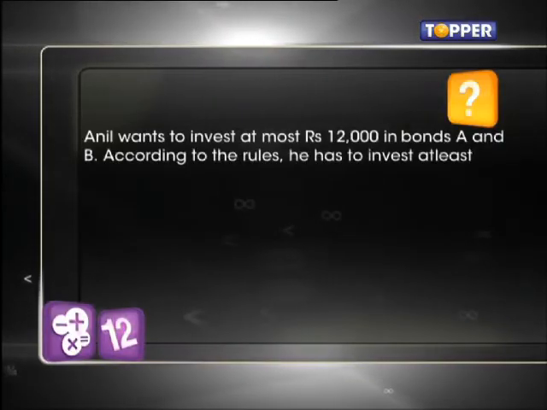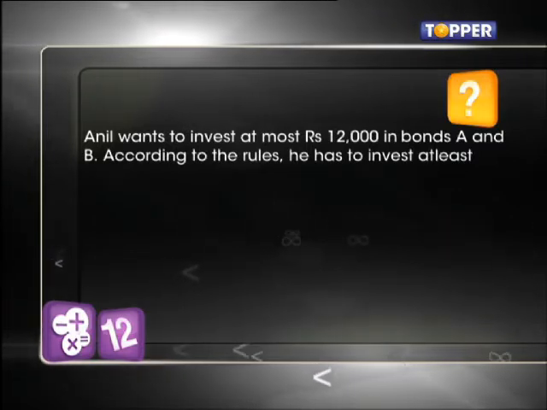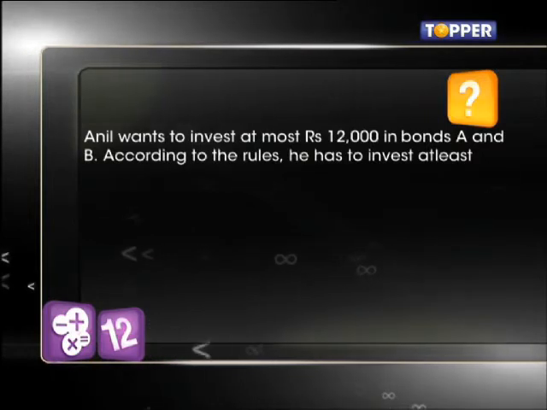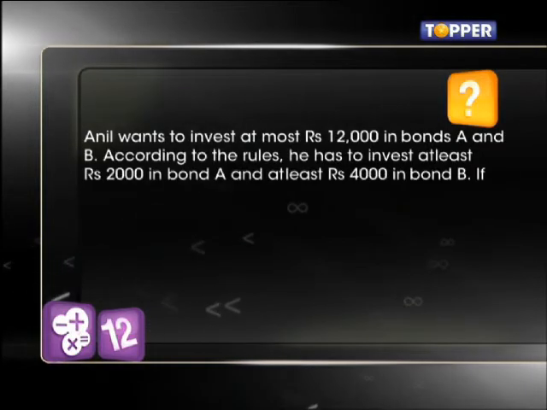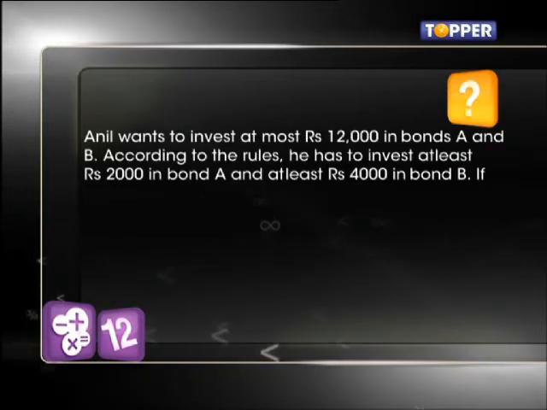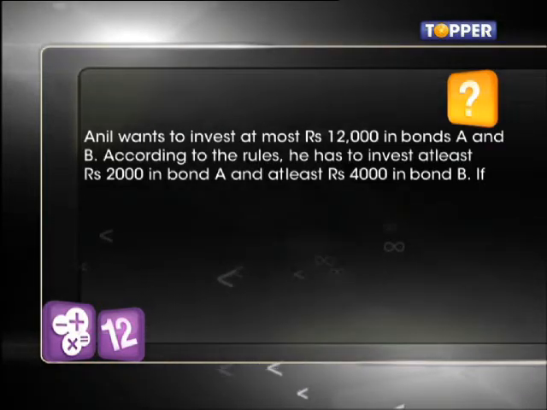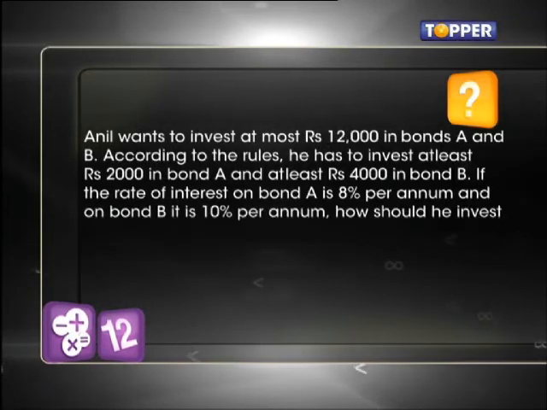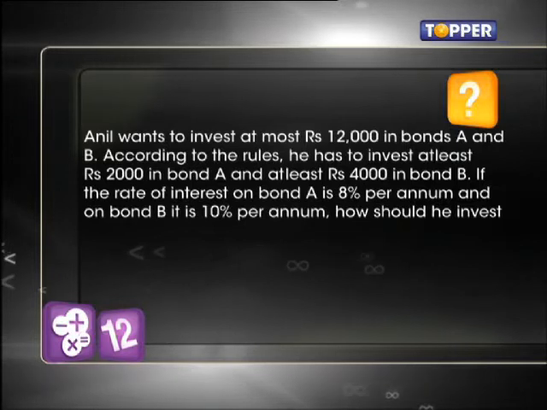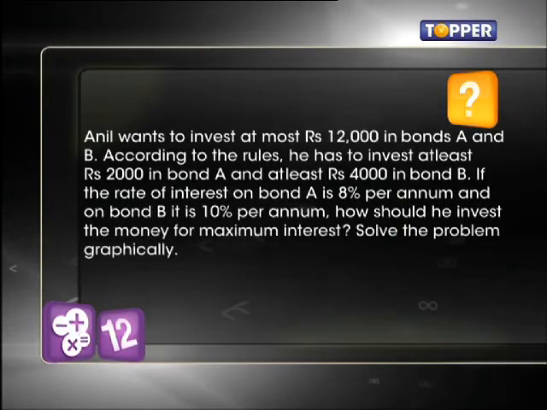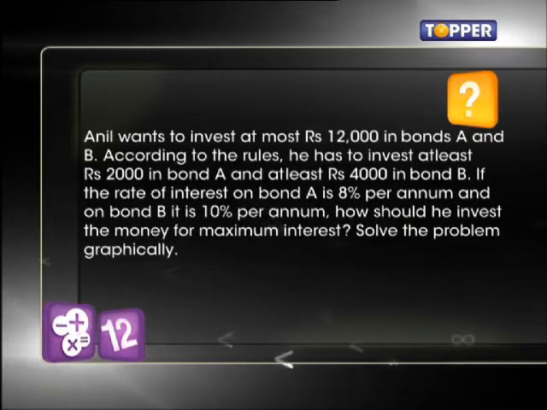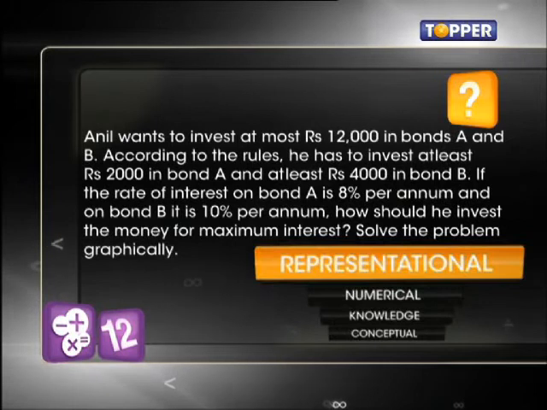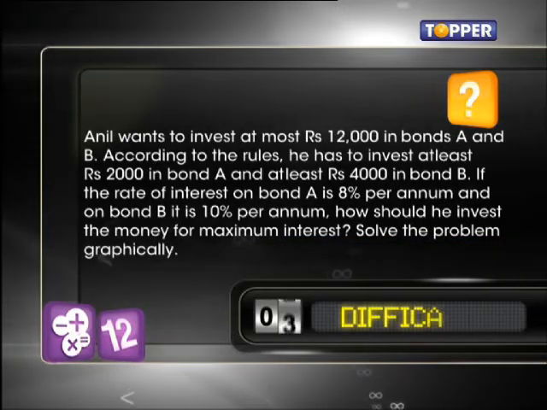Here we are told that Anil wants to invest at most rupees 12,000 in bonds A and B. According to the rules, he has to invest at least rupees 2,000 in bond A and at least 4,000 in bond B. If the rate of interest on bond A is 8% per annum and on bond B it is 10% per annum, how should he invest the money for maximum interest? Solve the problem graphically. In this question, your representative ability will be tested, and to get to the answer, we proceed like this.